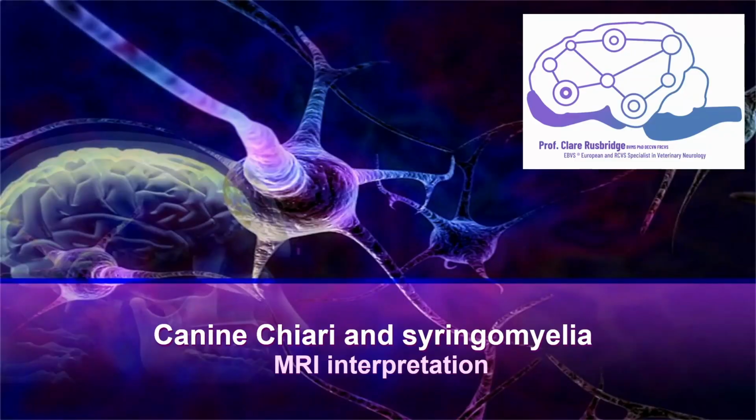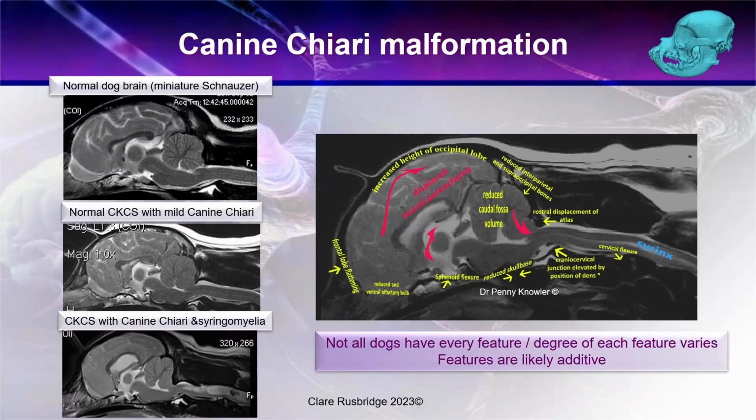I'm Claire Rusbridge. I'm a veterinary neurologist who's particularly passionate about this subject, and today we're going to talk about MRI interpretation, specifically of clinical cases. We're not going to go into the BVA scheme for health screening of breeding dogs because that's something a little bit different. This video is probably going to appeal more to veterinary neurologists and neurologists in training, but some breeders and some owners may also be interested in it. So we're going to focus on how to interpret the MRI scans of dogs presented to you with Canine Chiari and Syringomyelia being a differential.